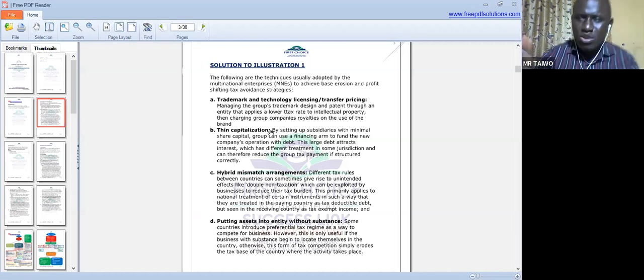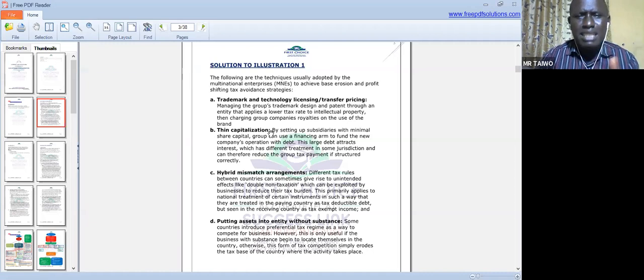If they now ask you to explain thin capitalization, you say thin capitalization is a technique. It means when an organization is highly geared, when they are using fixed interest capital, like debentures and so on, to run the company rather than equity. That means you say the company is thinly capitalized. I hope I get what I'm saying.